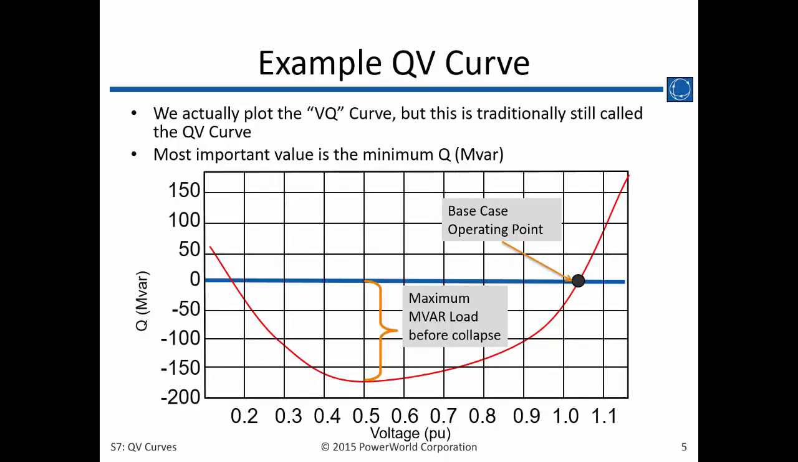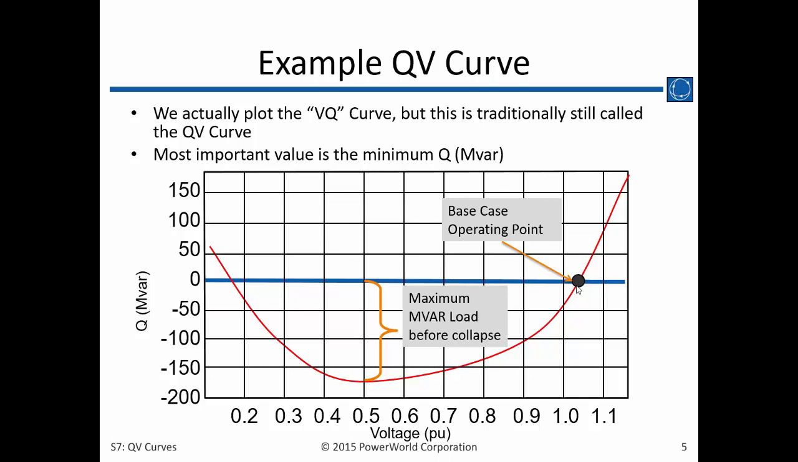So this is an example of a QV curve. So we actually plot the VQ, if you want to get technical, because V is the x-axis and Q is the y-axis, but we still call it a QV plot. The most important value is the minimum Q megavar down here. This is the amount of VAR load that we could have before we have a voltage collapse if the VAR load gets any higher than that at that particular bus.